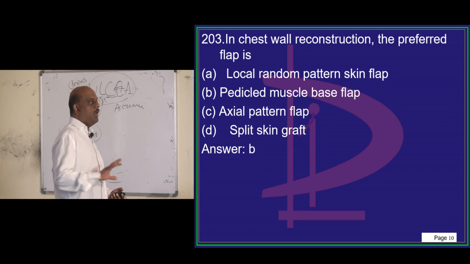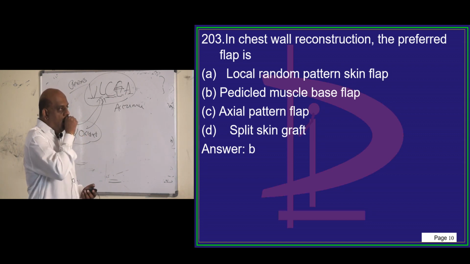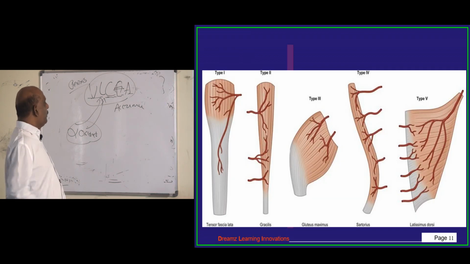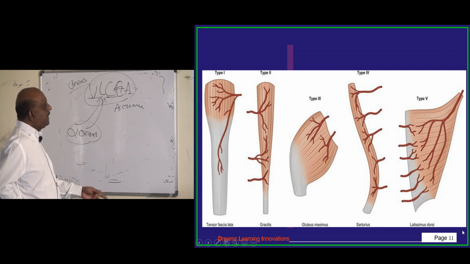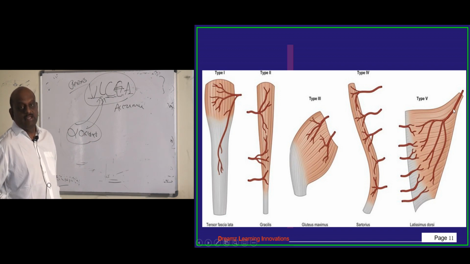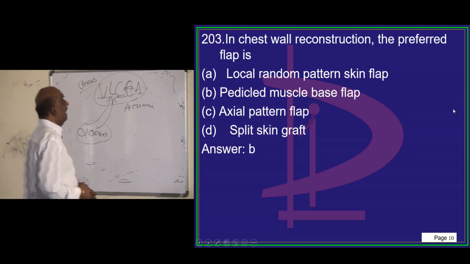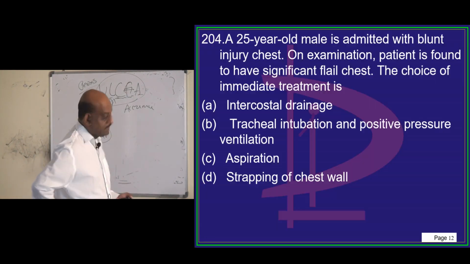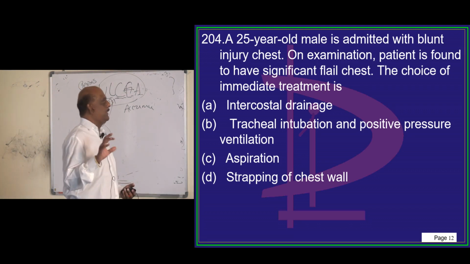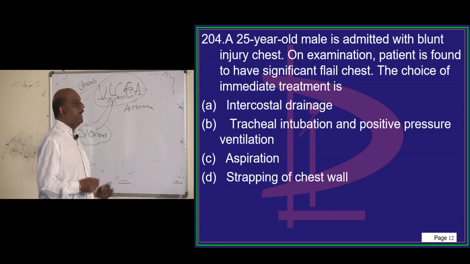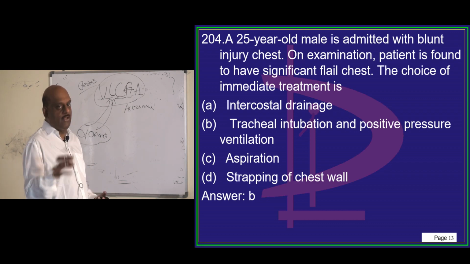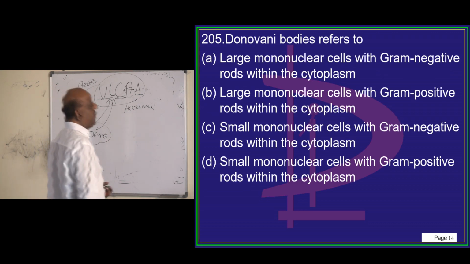Now, in chest wall reconstruction, what is the preferred method? A pedicled muscle based flap. So you have tensor fasciae latae, gracilis, gluteus maximus, sartorius, latissimus dorsi. These are the various pedicled muscle based flaps available for you to use. A 25-year-old had a blunt injury of the chest. He is having flail chest. How do you want to manage him? Endotracheal intubation and positive pressure ventilation is the method.